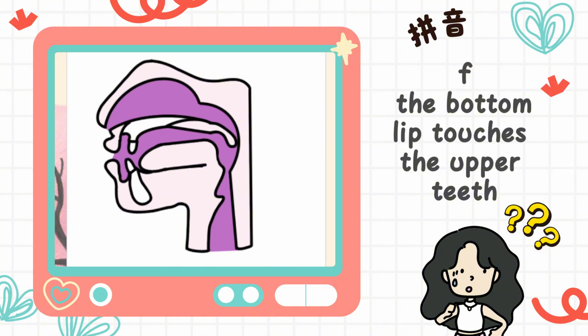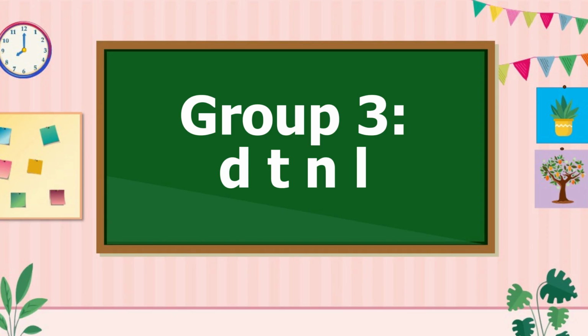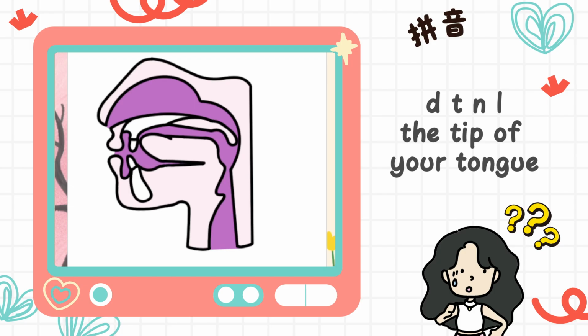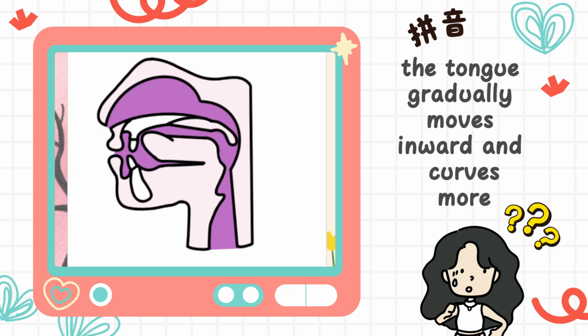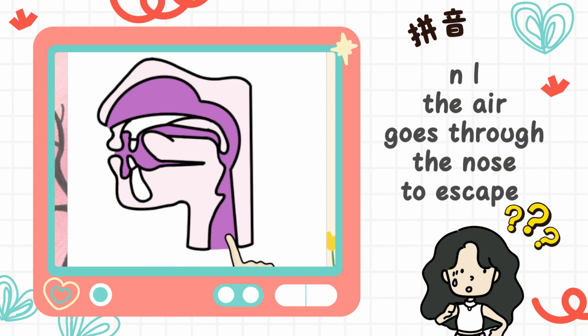Next, we have the d, t, n, l. In this group, the difference comes from how the tip of your tongue touches the ridge behind your upper teeth. From d to l, the tongue gradually moves inward and curves more. And with n and l, the air goes through the nose to escape.